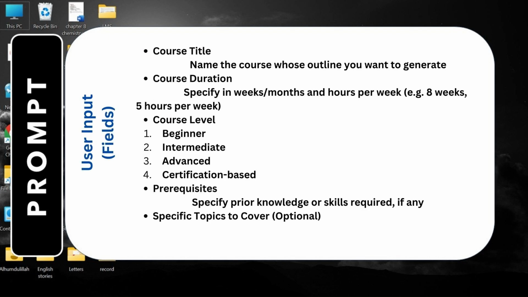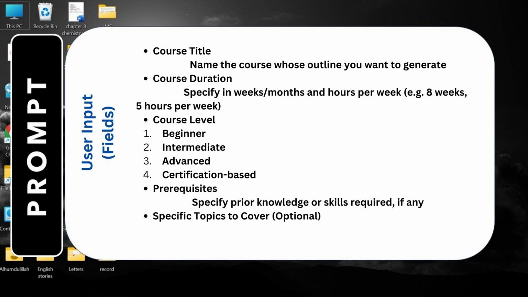Then we have the user input. We can also say the fields. Based on these fields, the outline will be generated. So first we have the course title. The user will write the course title in the field. Then there is course duration. The user will write the specific months or hours per week they want to study, for example, 8 weeks, 5 hours per week.